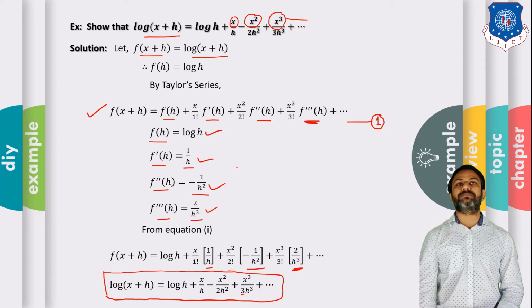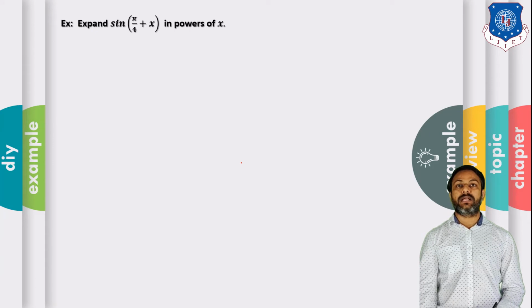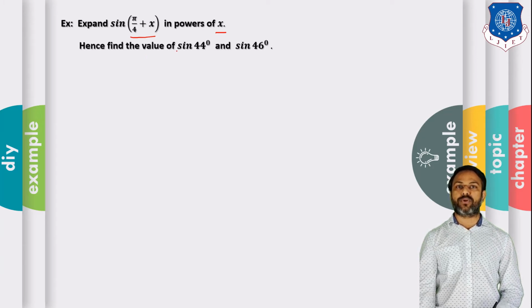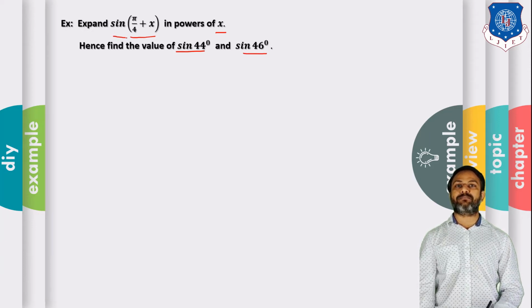Now one more example. Expand sine pi by 4 plus x in powers of x. Here we need to expand this sine pi by 4 plus x in power of x. So in power of x, that means function of h, so we will use form 4 again. After expanding this, we also want to find the value of sine 44 degree and sine 46 degree by using the expansion of sine pi by 4 plus x. So let's start with the solution.